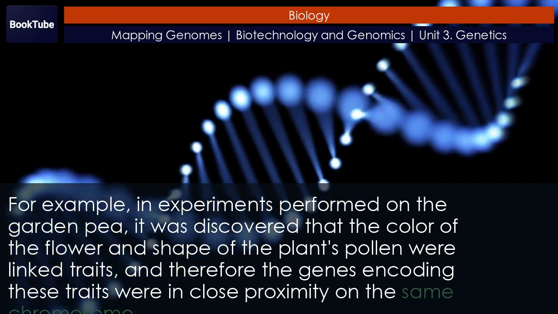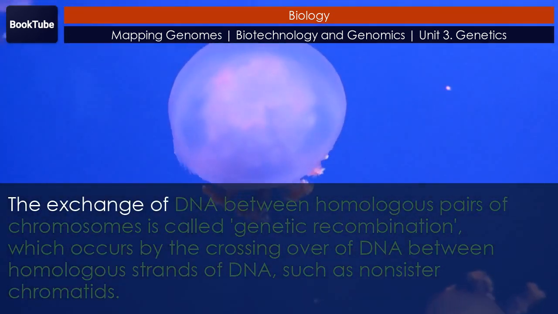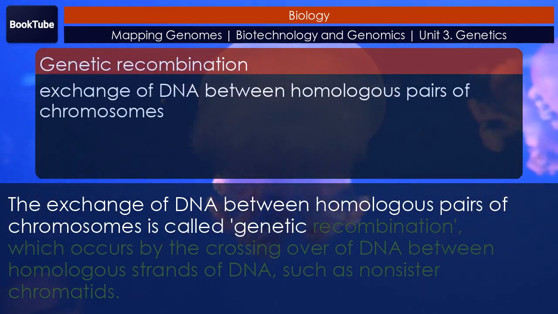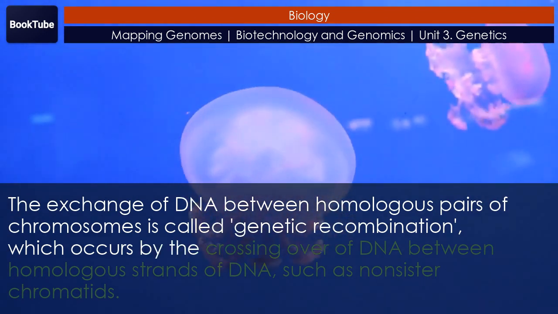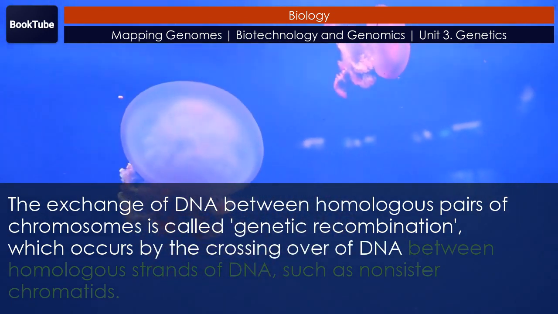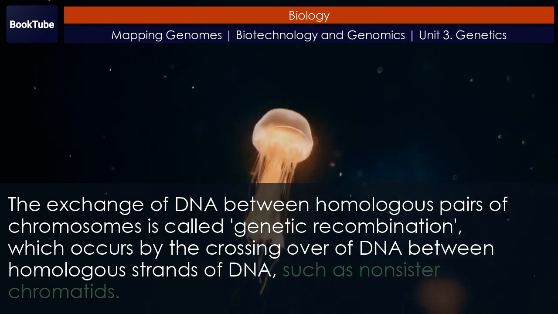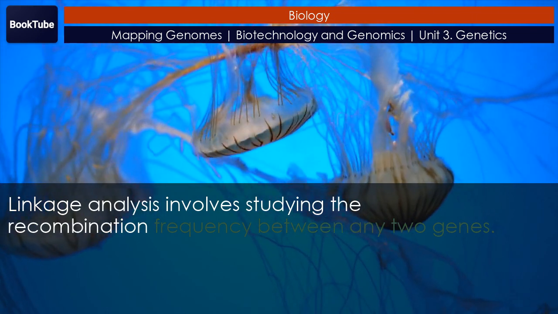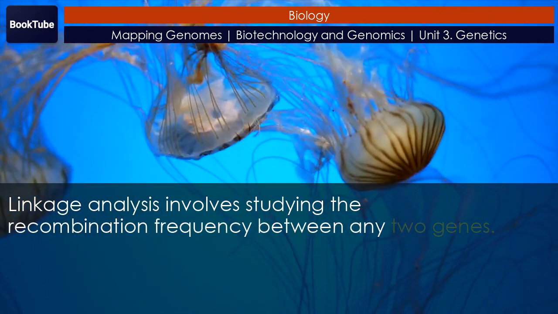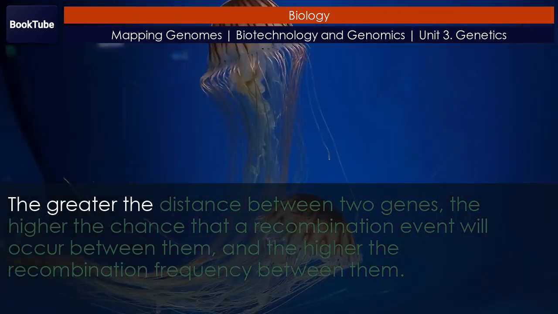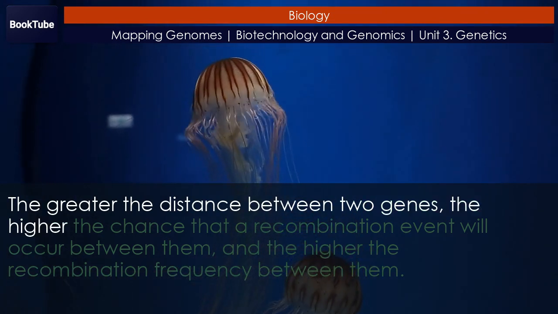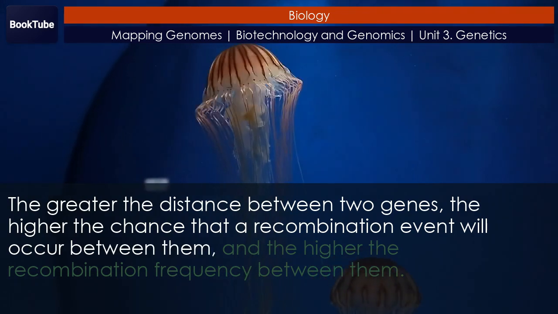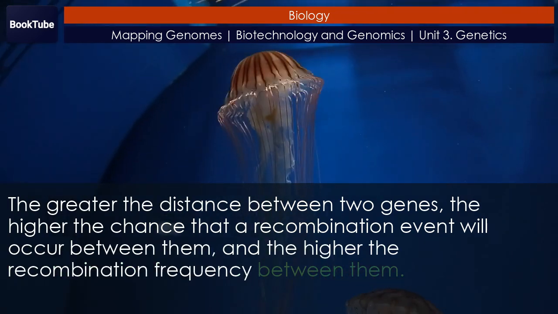same chromosome. The exchange of DNA between homologous pairs of chromosomes is called genetic recombination, which occurs by the crossing over of DNA between homologous strands of DNA, such as non-sister chromatids. Linkage analysis involves studying the recombination frequency between any two genes. The greater the distance between two genes, the higher the chance that a recombination event will occur between them, and the higher the recombination frequency between them.